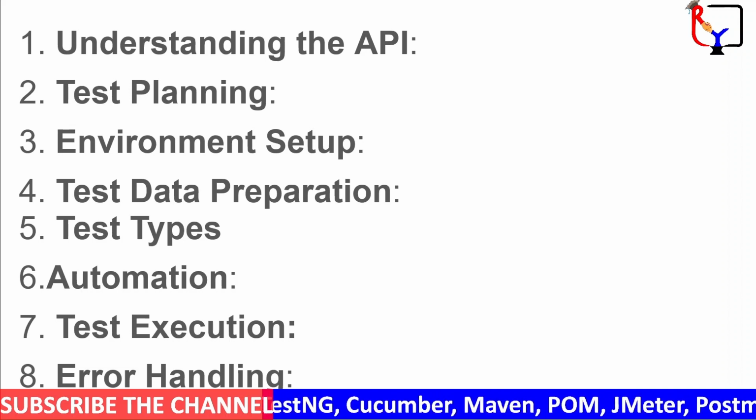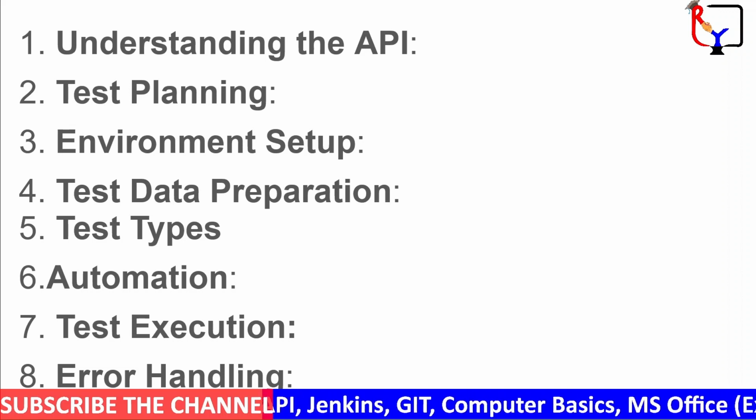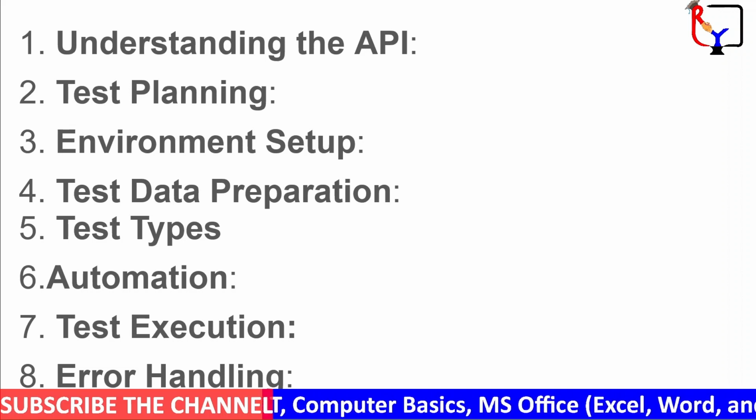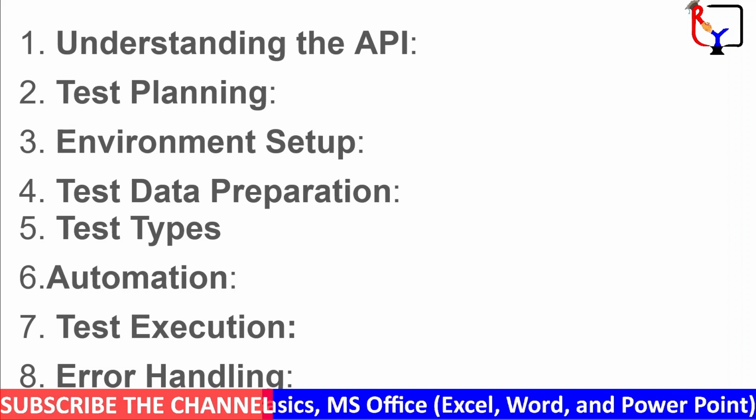And the next is test data preparation. Prepare the data you will use in your API test. This may include creating valid and invalid input data to cover various test scenarios. So test data must be as per the environment. Every environment has different kinds of users.